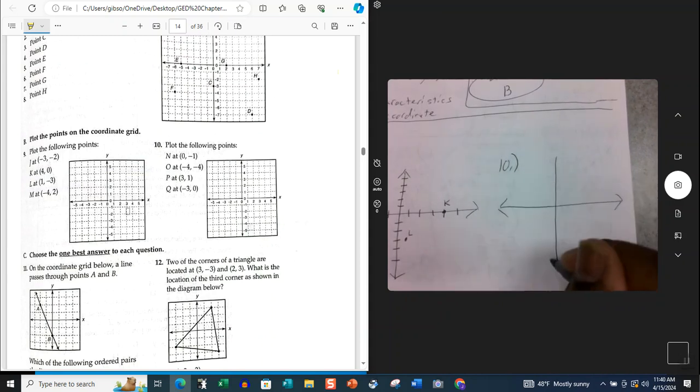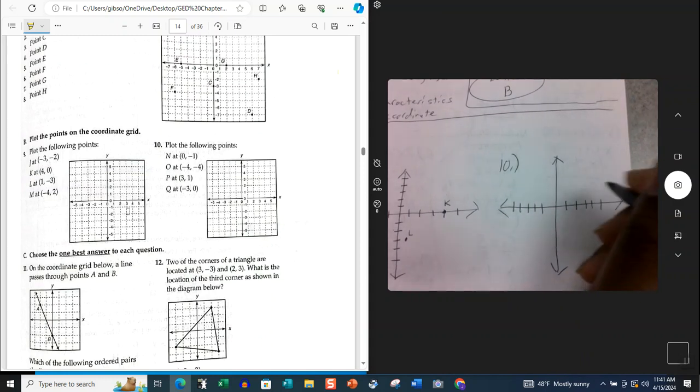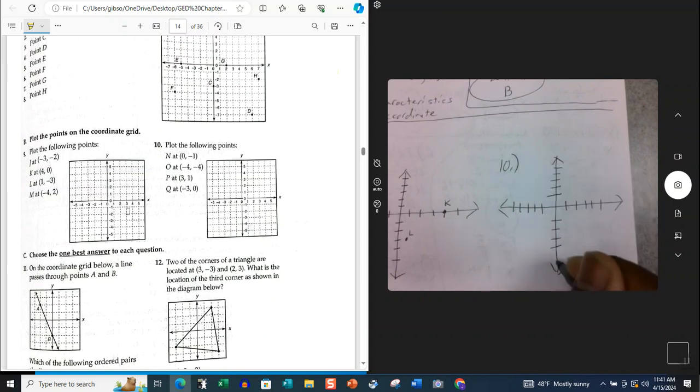So let me draw this out here. 1, 2, 3, 4, 5.